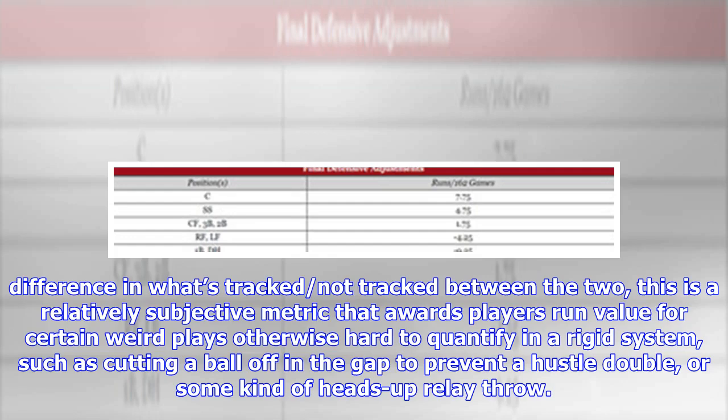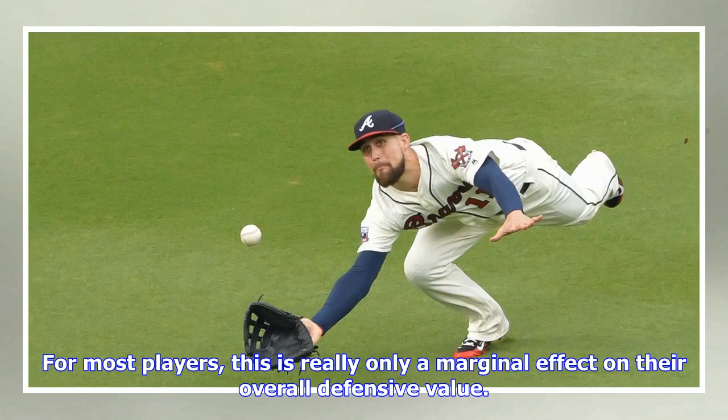The main difference is in what's tracked and not tracked between the two. This is a relatively subjective metric that awards players run value for certain weird plays otherwise hard to quantify in a rigid system, such as cutting a ball off in the gap to prevent a hustle double, or some kind of heads-up relay throw. For most players, this is really only a marginal effect on their overall defensive value.